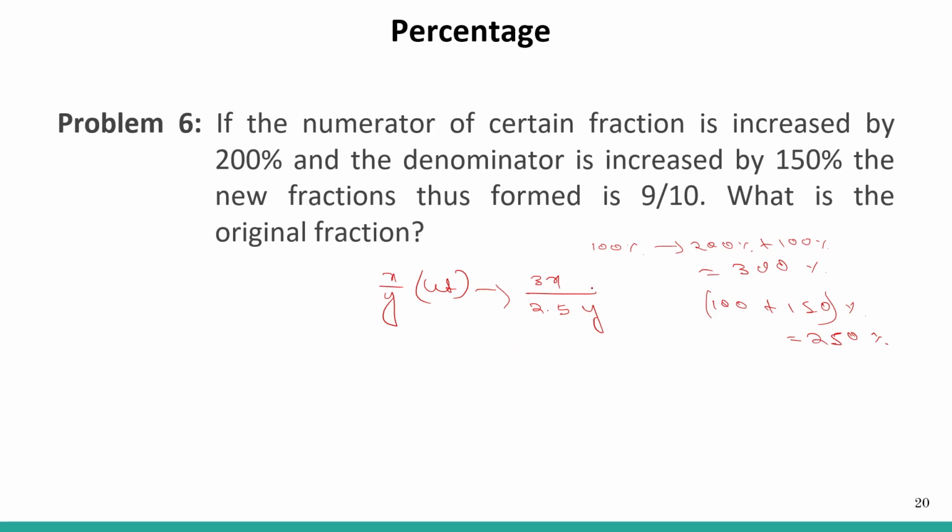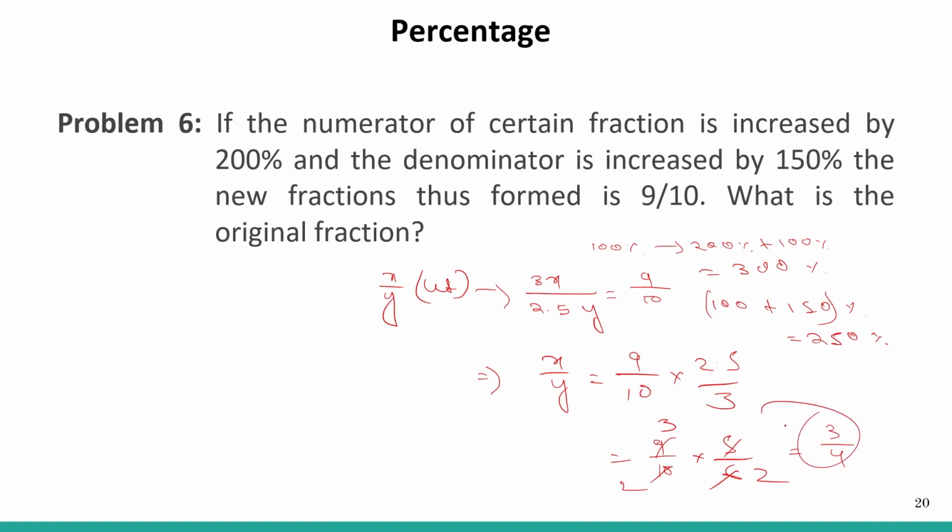Okay, so it says that the ratio of the new fraction is 9 by 10. So this will be nothing but x by y is equal to 9 by 10 into 2.5 by 3. So it will be equal to 5 by 6. So 9 by 10 into 5 by 6. So 2 and 3, 2 here. So 3 by 4 will be the correct answer.